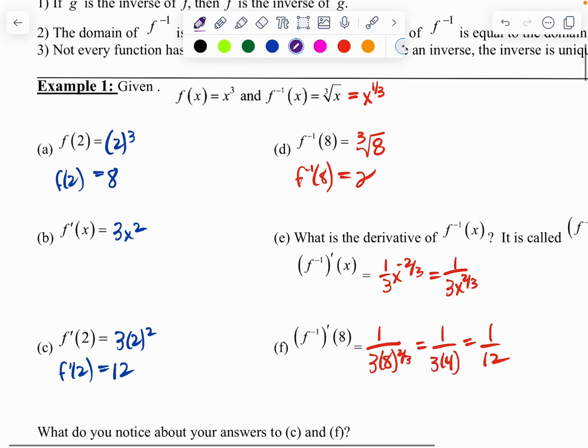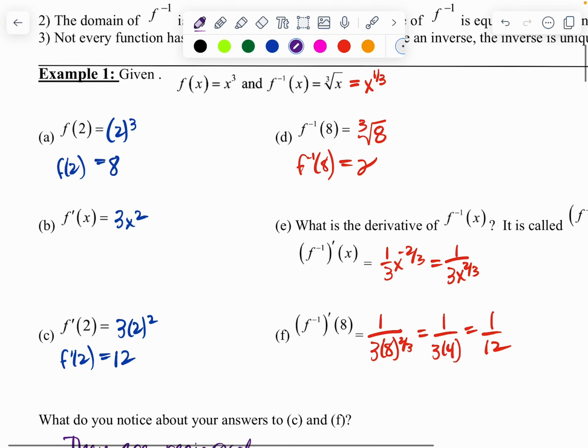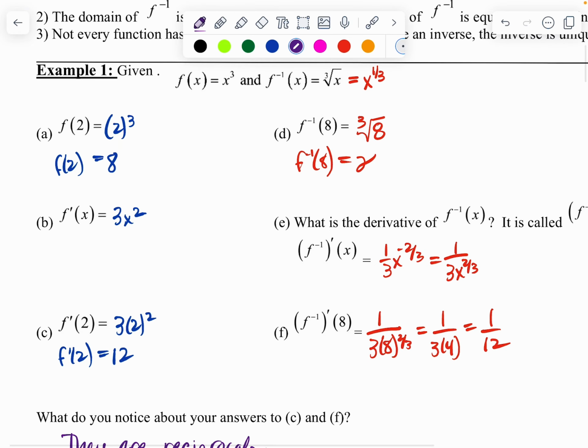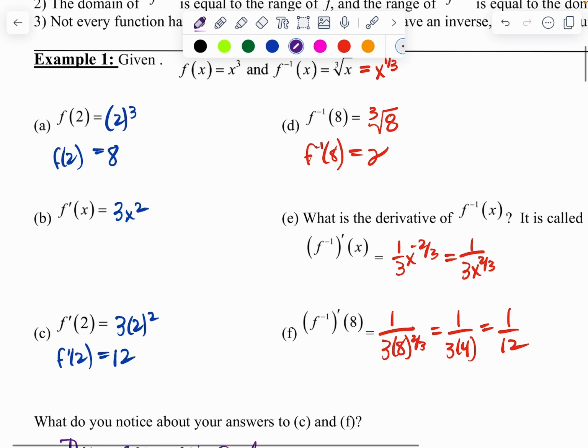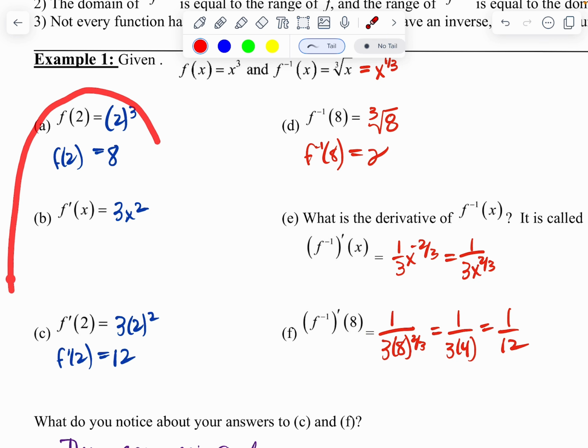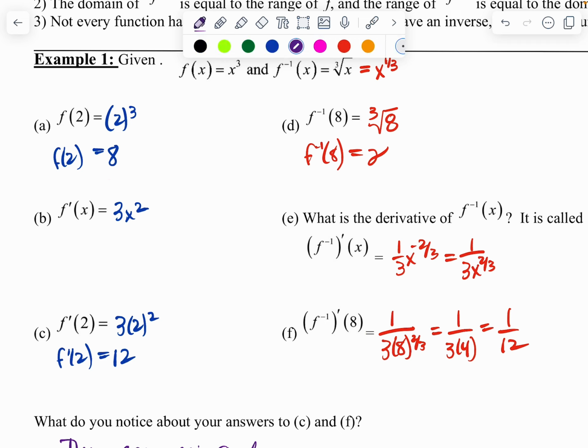Right, so here's the answers that we should have for example 1. I'll give you a moment to look at them. Some things that I want to point out here. Working through the problems with f, that's totally fine. Notice that f of 2 equals 8. When we do the inverse function over here, f inverse of 8 equals 2.